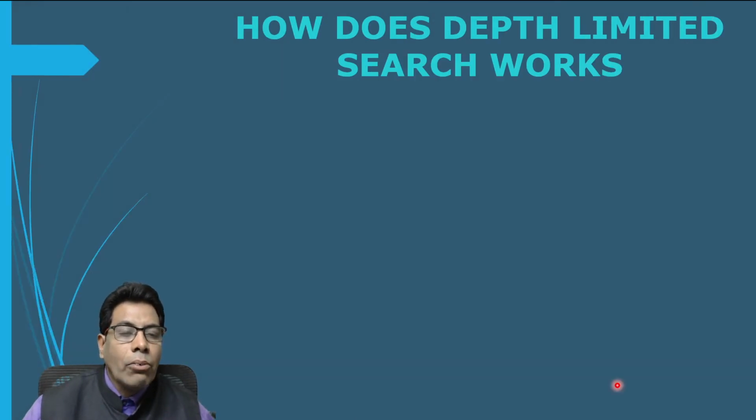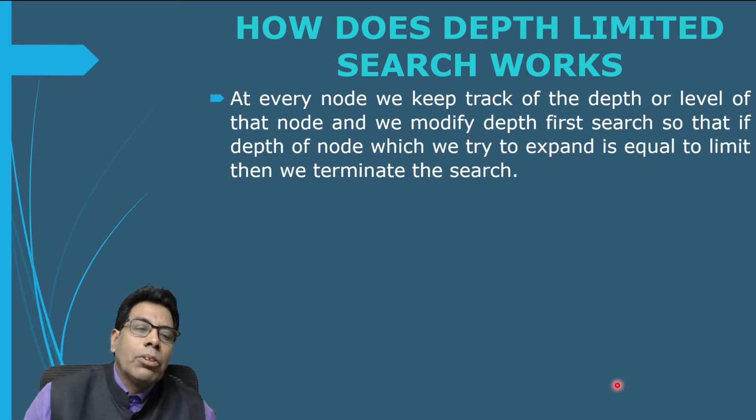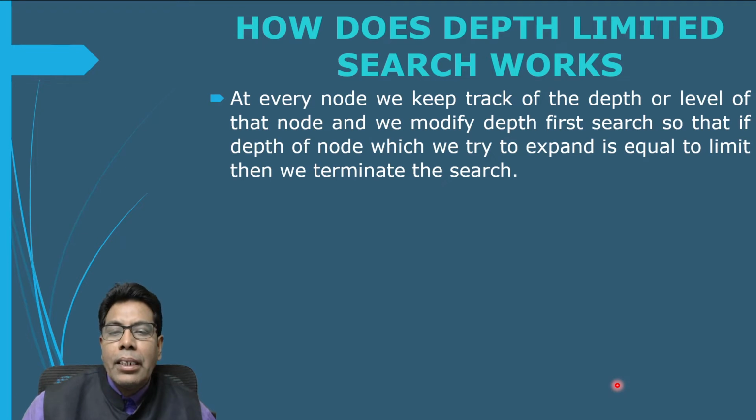And how will this work, let us see. At every node, we keep track of the depth or level of that node, and we modify the depth first search so that if the depth of the node which we try to expand is equal to the limit, then we terminate the search.